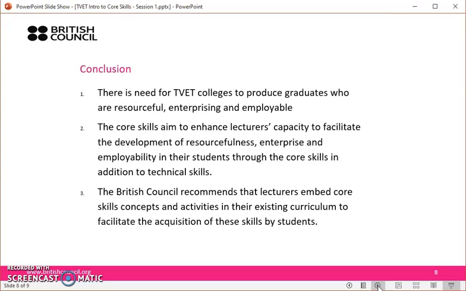Number two, the core skills aim to enhance lecturers' capacity to facilitate the development of resourcefulness, enterprise, and employability in their students through mastery of these core skills in addition to technical skills. And number three, the British Council recommends that lecturers embed core skills, concepts, and activities in their existing curricula to facilitate the acquisition of these skills by students.